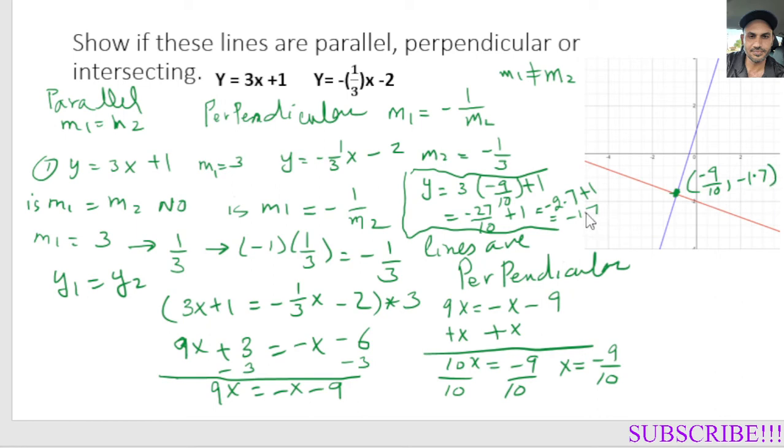This is the intersection right there. Once you know that lines are parallel, they will never intersect, so there's no need to find the intersection after that.